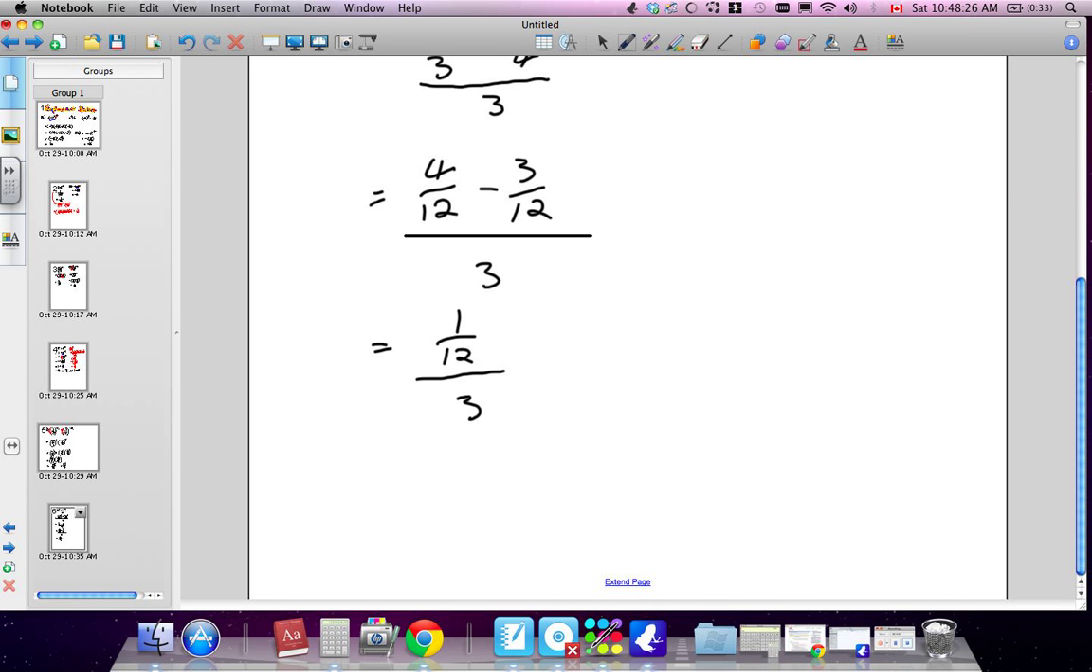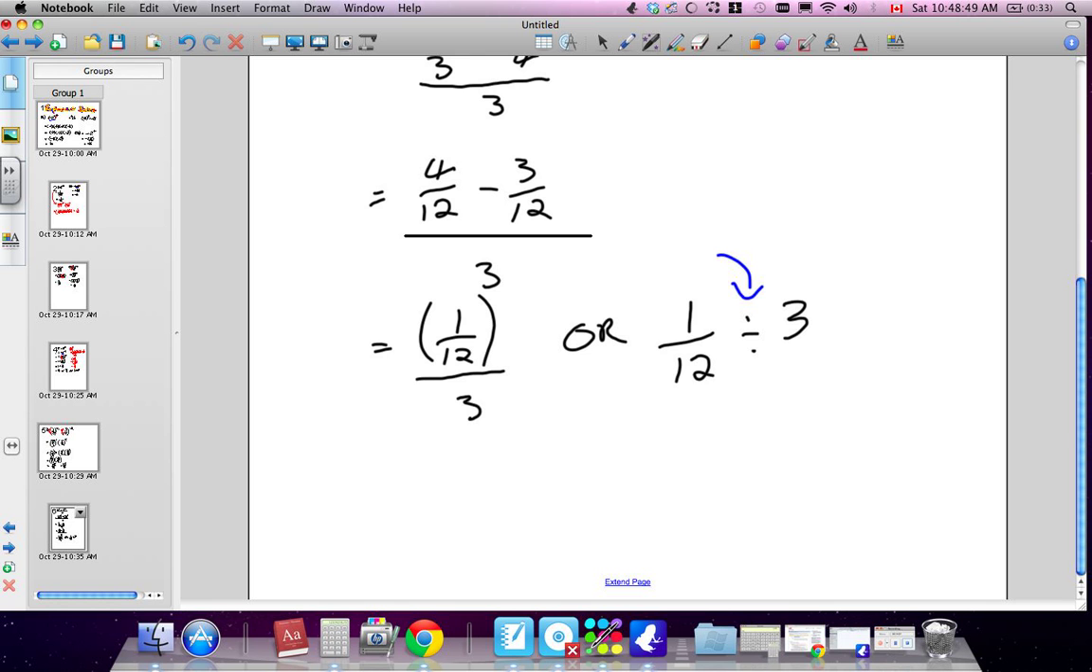And now let's look at our fraction rules for dividing. When we're dividing fractions, we flip them, right? Would you only flip the right one? Yep, only flip the right one. So we get 1 over 12 times 1 over 3. Our final answer, 1 over 36. Does that make sense?